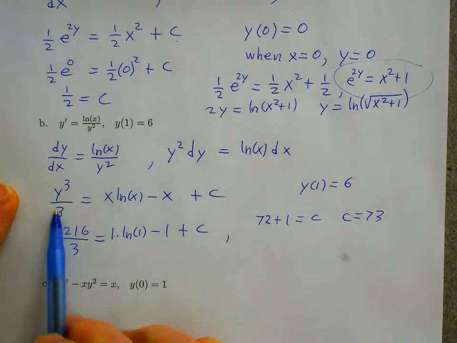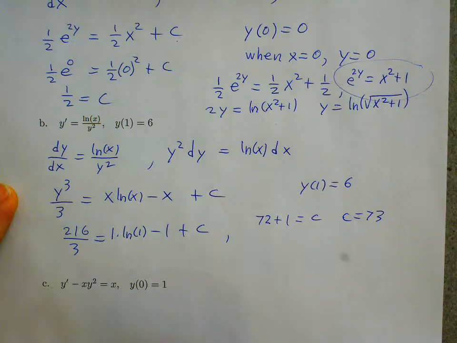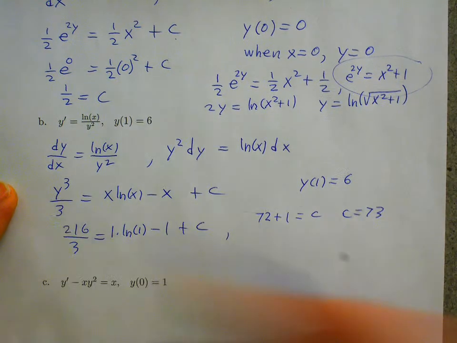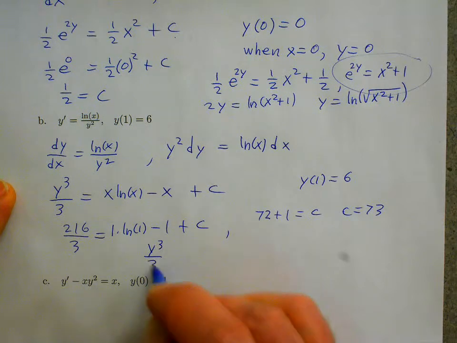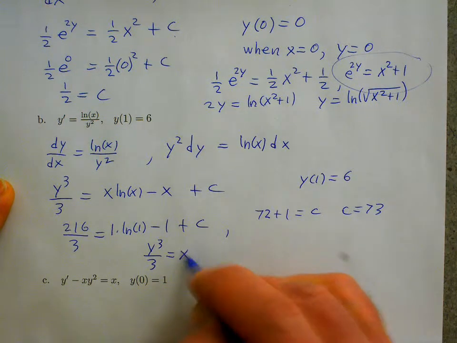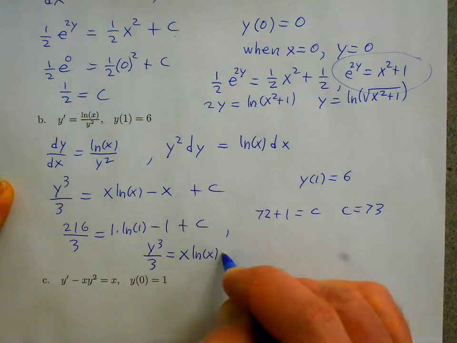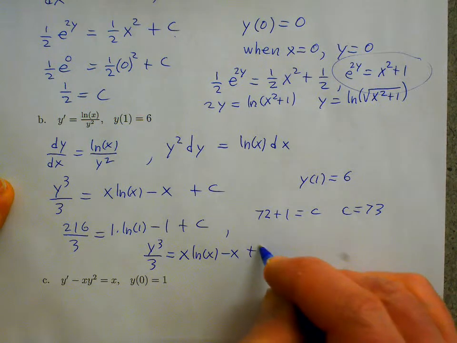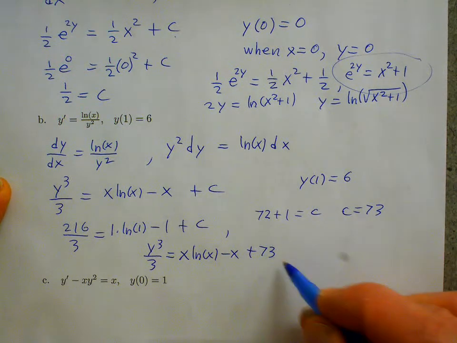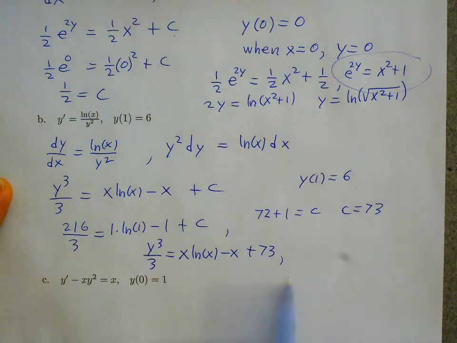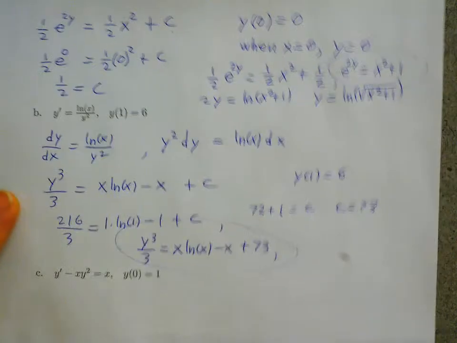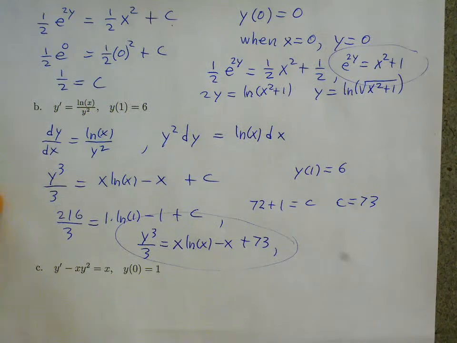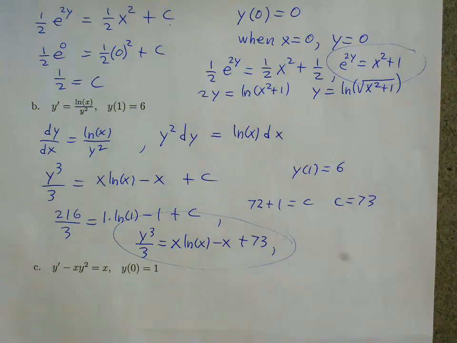Okay, so let's go back to this stage with the c. So y to the third over 3 equals x times the natural log of x minus x plus 73. So just a couple more steps. I would consider this an okay answer, but you can multiply both sides by 3 and then take the cubed root of both sides if you want.